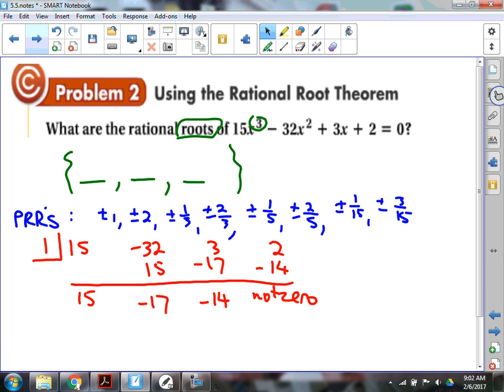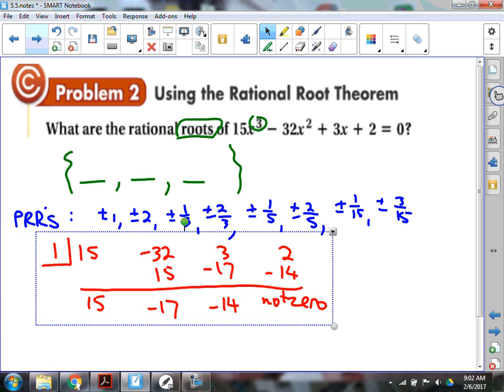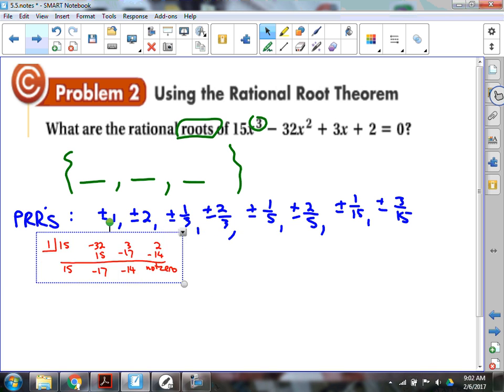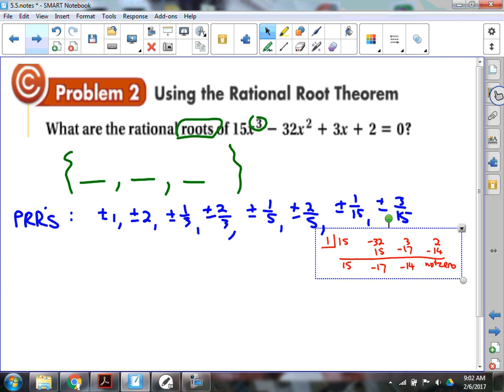We have to keep going until we find one. So we could try 2. Or maybe negative 1. It's a preference thing. I'm going to go ahead and try negative 1 before I move on to 2. So I'm going to go ahead and try negative 1 and see if that works.